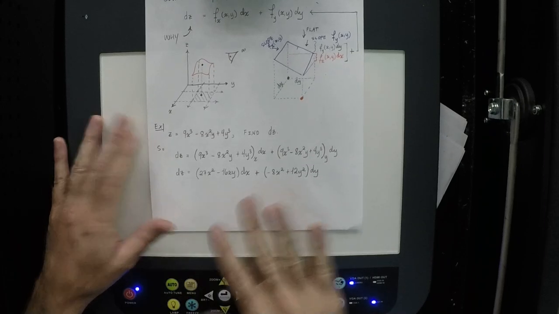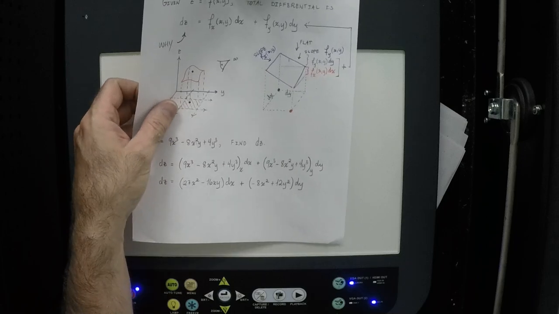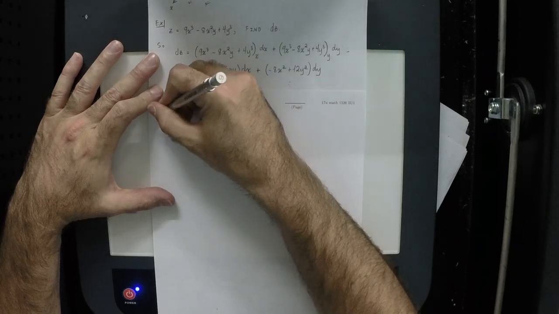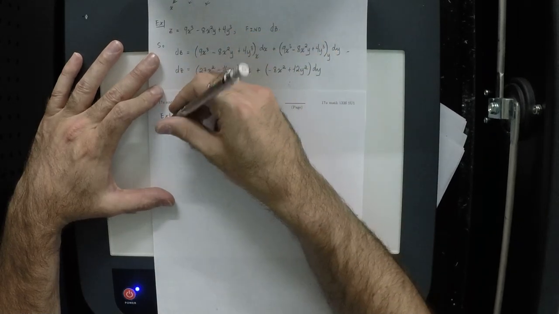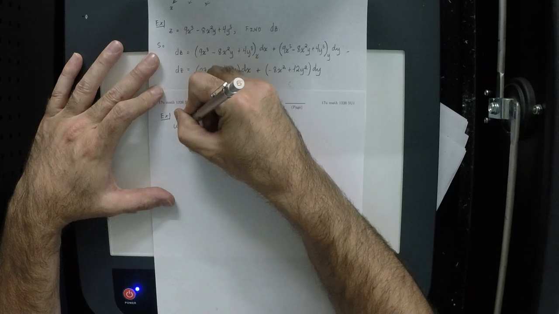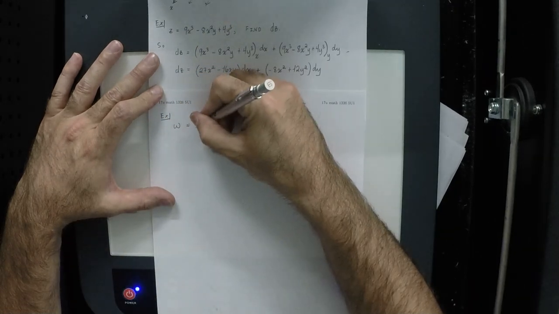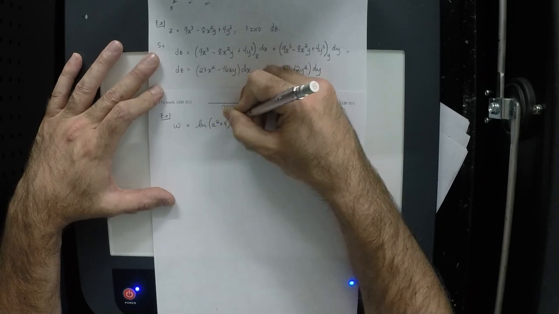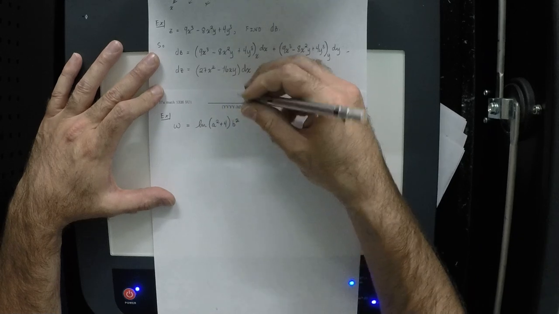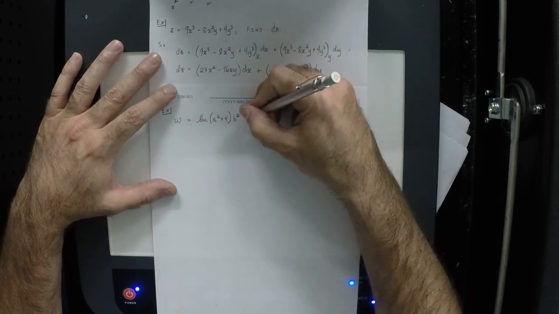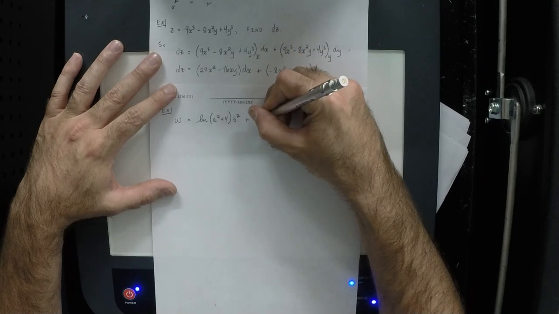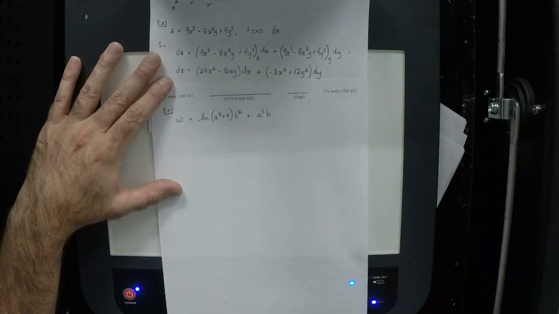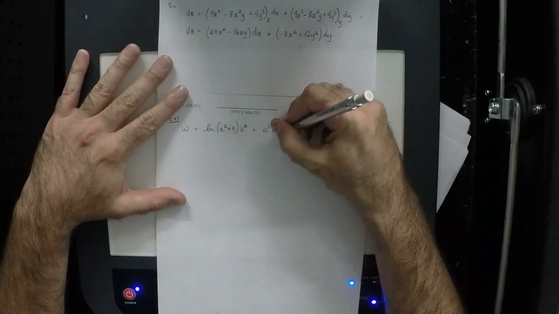Okay, so let's do another one. So what if I give you, say, w is the natural log of a squared plus 4 times b squared, plus a cubed b, and we'll do it like that. Okay, so then my question is find dw.